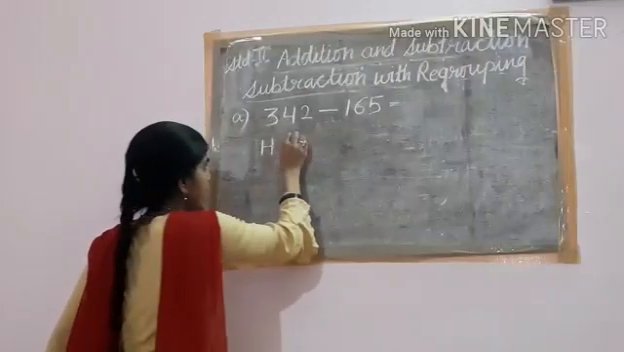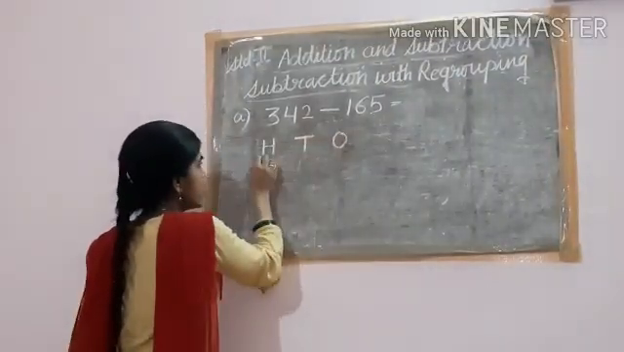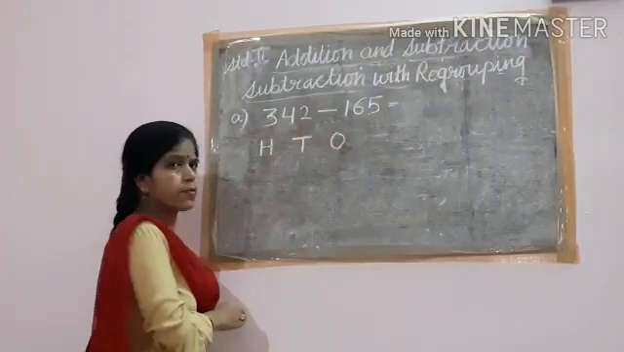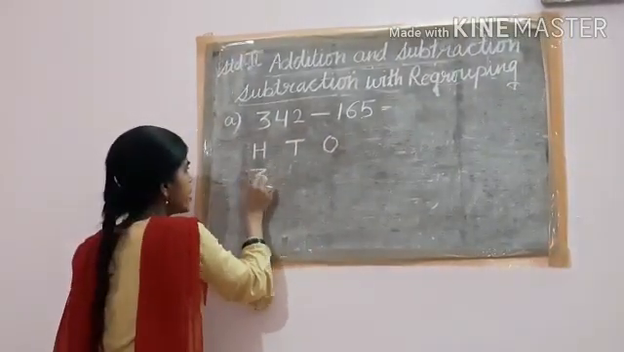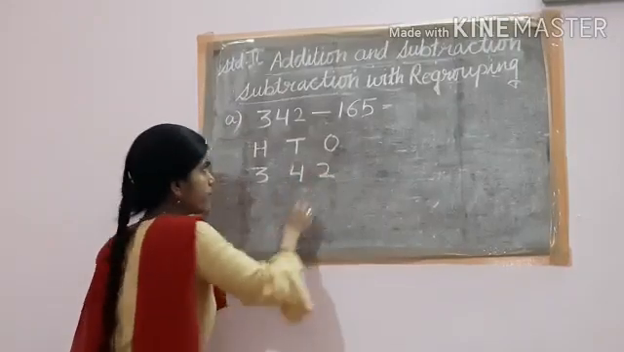So here arrange the numbers place wise. And which number do you have to write first? Always the bigger number, that is the minuend. 342. I have arranged. Now which number do I have to arrange?